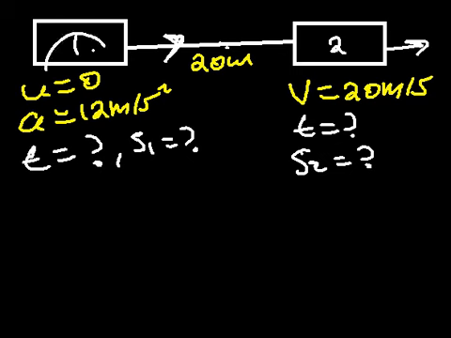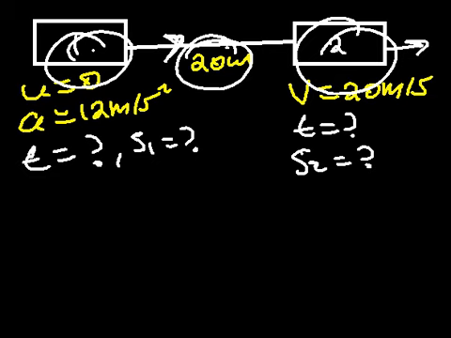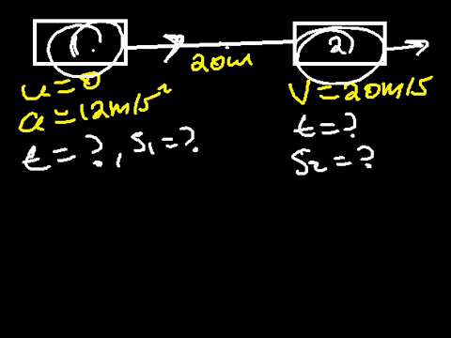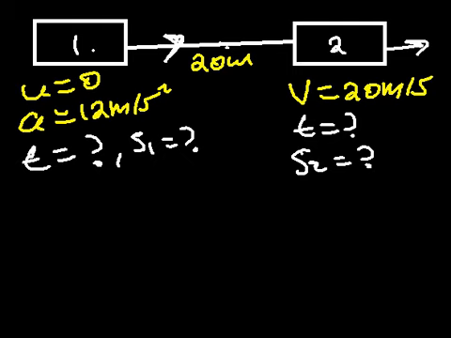The moment in which object 1 is covering distance, object 2 is also in motion, in the sense that in the time in which object 1 is covering the separation distance, object 2 is also covering some sort of distance. So in order for object 1 to catch object 2, it has to cover the separation distance as well as the distance covered by object 2 the moment object 1 was covering this distance. So keep that in mind.